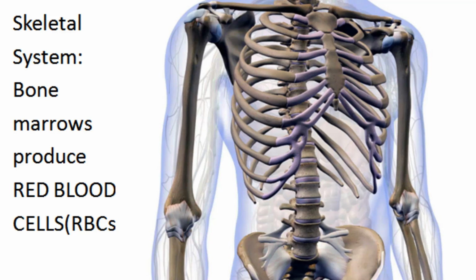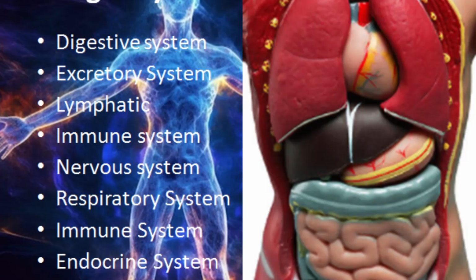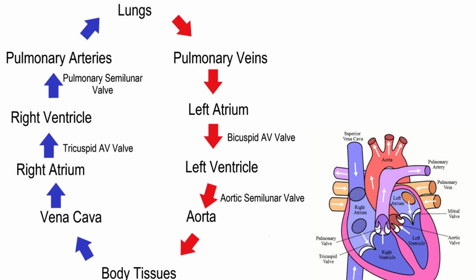The heart has interaction with all these organs: lungs, digestive system, excretory system, lymphatic, immune system, nervous system, and endocrine system. Out of all these, we have studied a very interesting subject, that is the circulatory system, how circulation happens in our body. That is all fine.